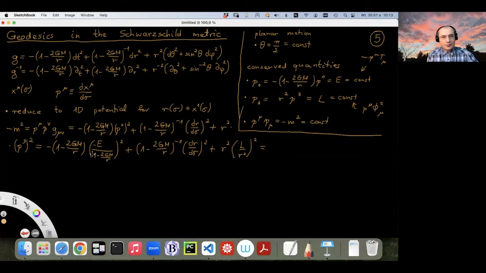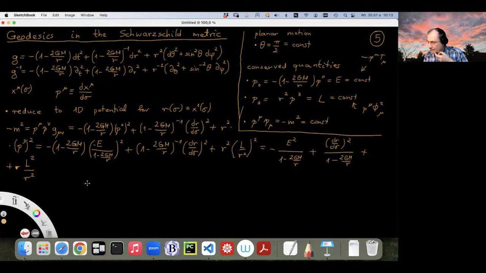Okay, this simplifies a little bit. Here we get minus E squared with this 1 minus 2GM over r in the denominator plus dr over d sigma squared with the same thing in the denominator plus L squared over r squared. Okay, so this is equal to that.